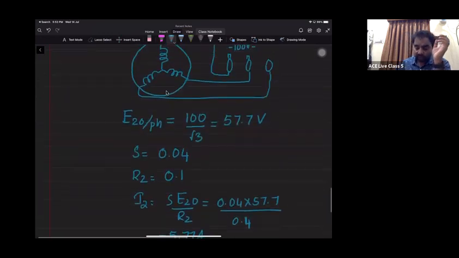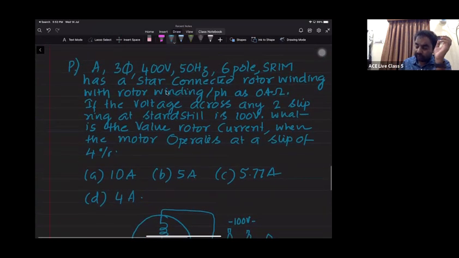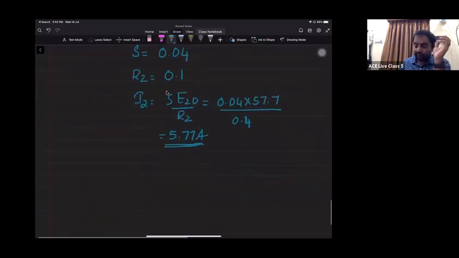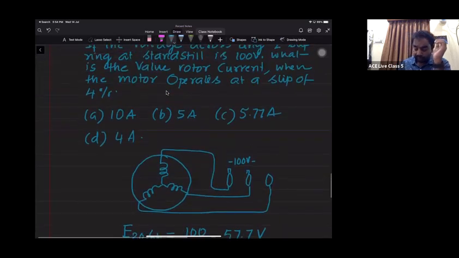Correction. Here R2 is not 0.1, R2 is 0.4. Please correct it, it was a printing mistake. In that case it is 5.77. But if you take E2 naught as 100 volts, then the answer could be 10 amperes. So the answer could be 10 amperes or 5.77 amperes. Which one is correct? 5.77 is the correct one. Why? Because in all the equations, we have to take phase values.